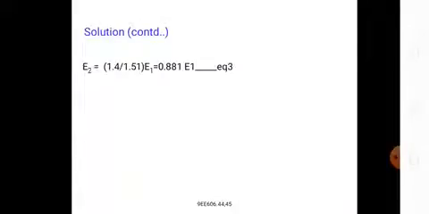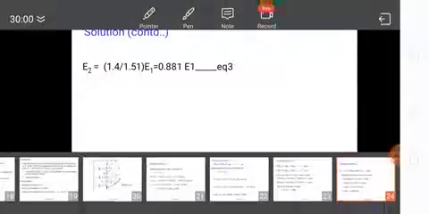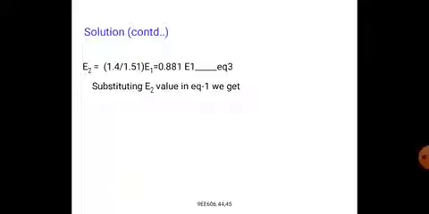So E2 is equal to 1.40 by 1.51 E1, the minus gets cancelled. So E2 is equal to 0.881 E1. Similarly, substituting the E2 value in equation 1: 1.15 into E2, which is 0.881 E1, plus 0.15 E3 is equal to 1.25 E1.